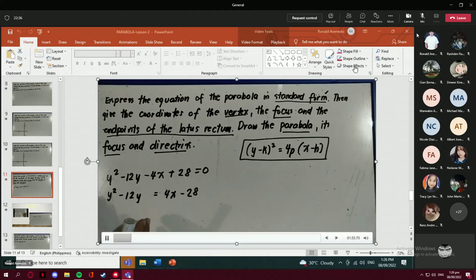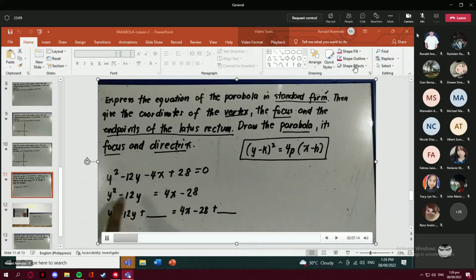So here in the left side of our equation, we're going to apply completing the square. I hope you can still remember our lesson, completing the square. So y squared minus 12y, always positive, leave a space. Then 4x minus 28, then plus, leave a space. So here, paano natin ma-determine yung mga numbers na dapat ilagay sa space?